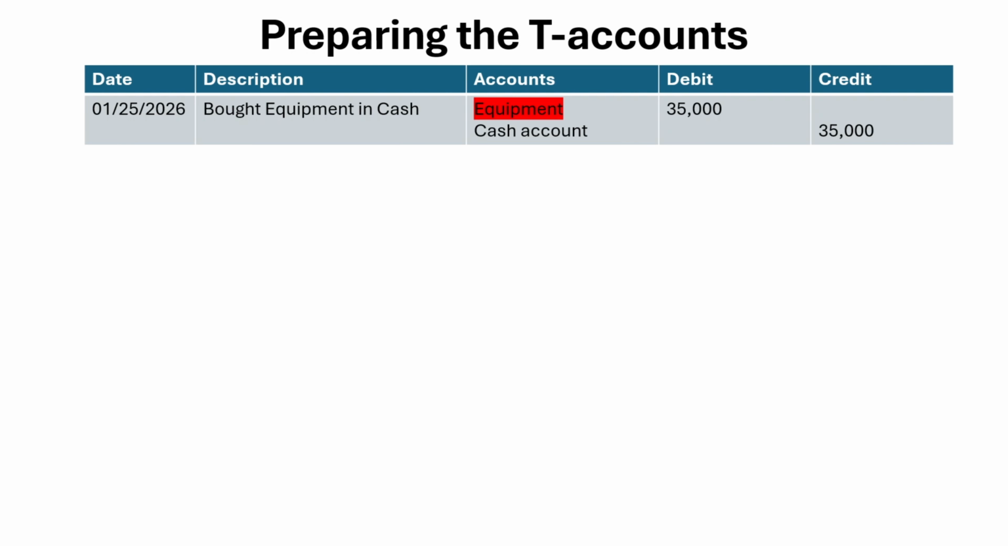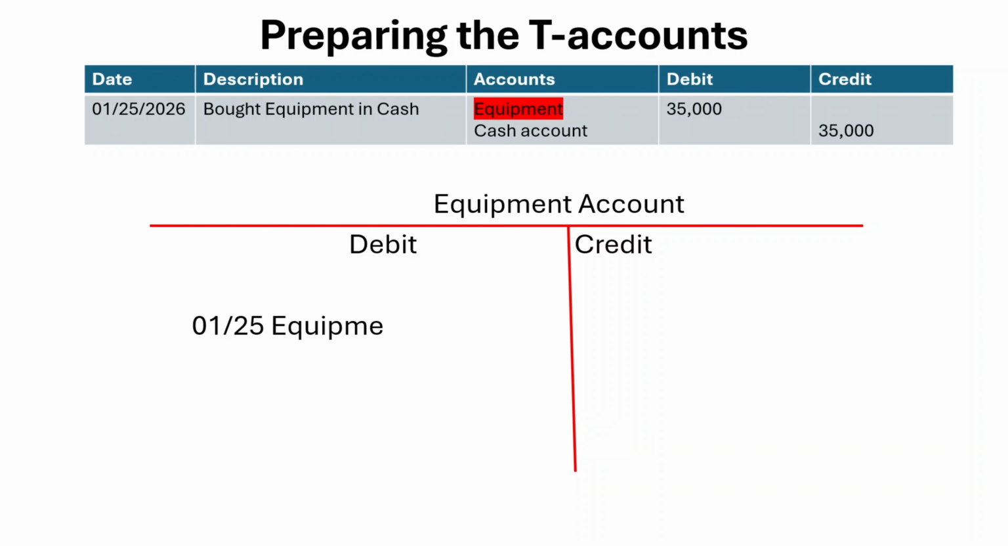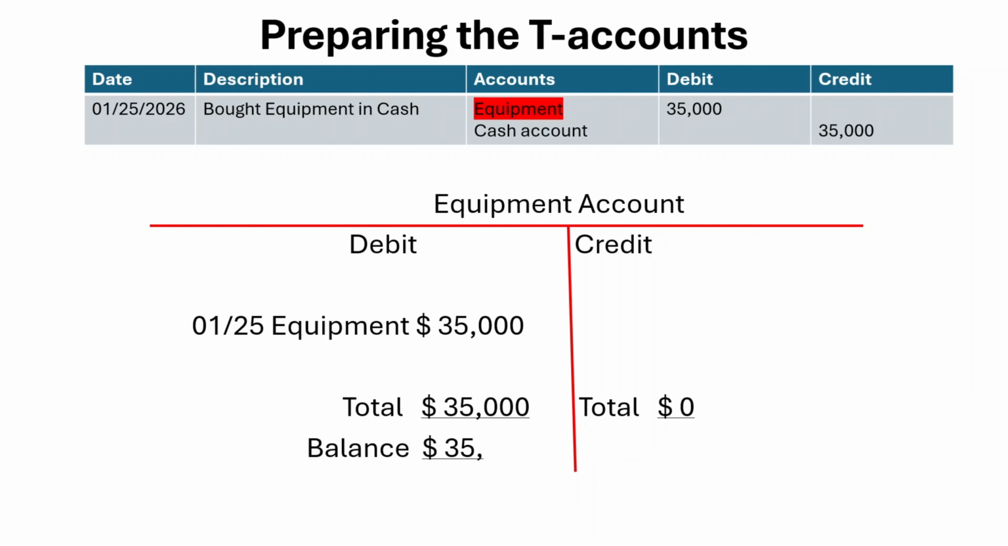Let us move to the next transaction, whereby there was a purchase of equipment for 35,000. Equipment account, we have the debit and credit side of a T account. Equipment was bought on the 25th for 35,000. The total was 35,000. Total on credit was zero. Nothing was recorded there. So 35 minus 0 on the credit side is 35. So the balance for the equipment, which is an asset, is on the debit side. So we have a balance there of $35,000.